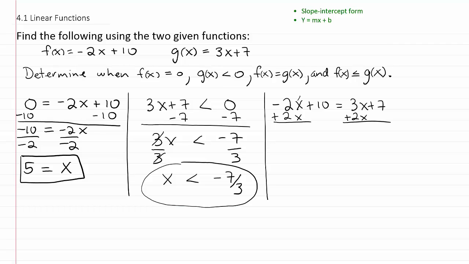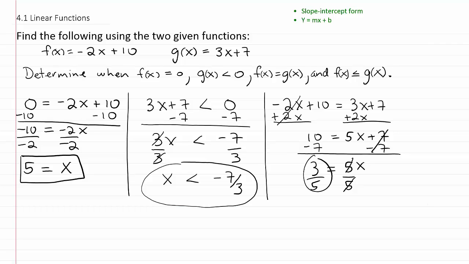and then we end up with just 10 is equal to 5x plus 7. Then we could subtract 7 from both sides, leaving you with just 3 is equal to 5x. And then finally, we divide both sides by 5 to get the 5 away from the x. And we end up with the idea that x is equal to 3/5. So these two equations are equal to one another whenever x is 3/5.